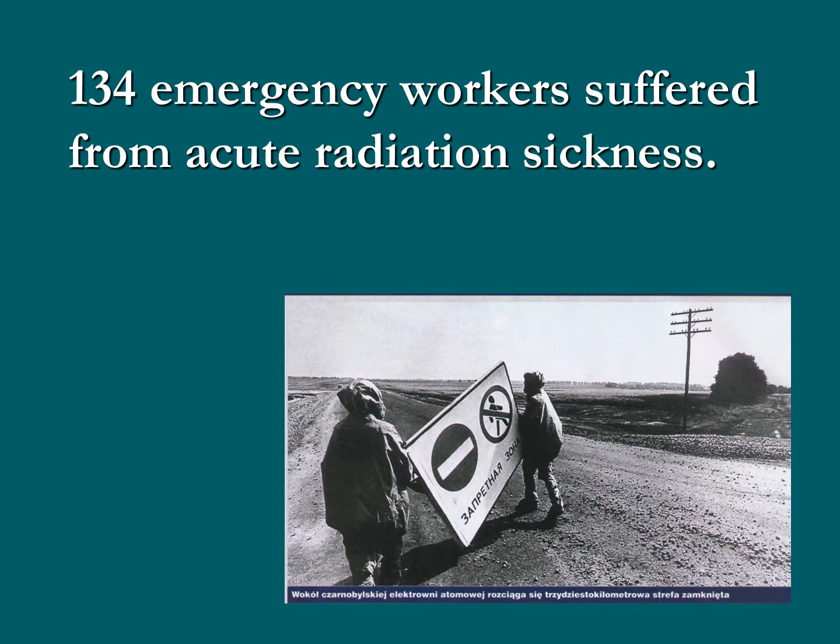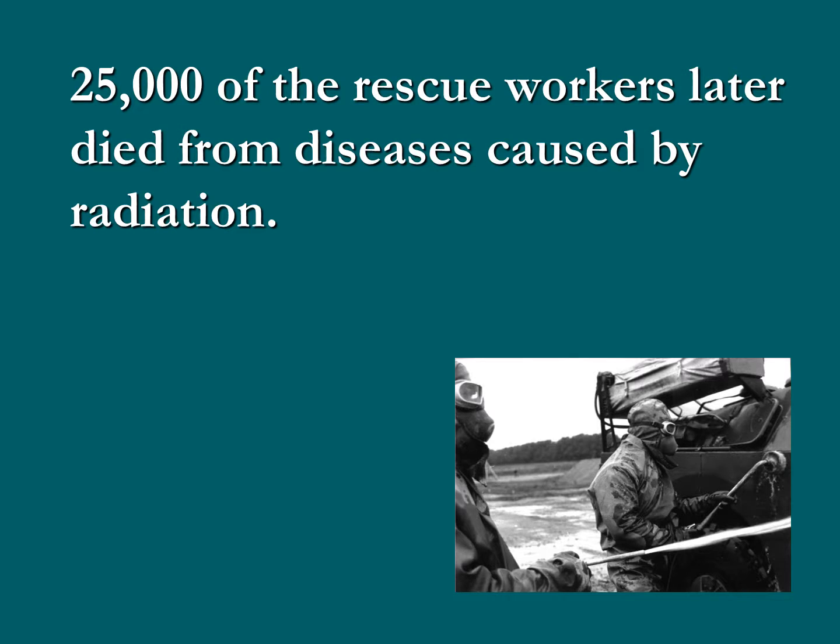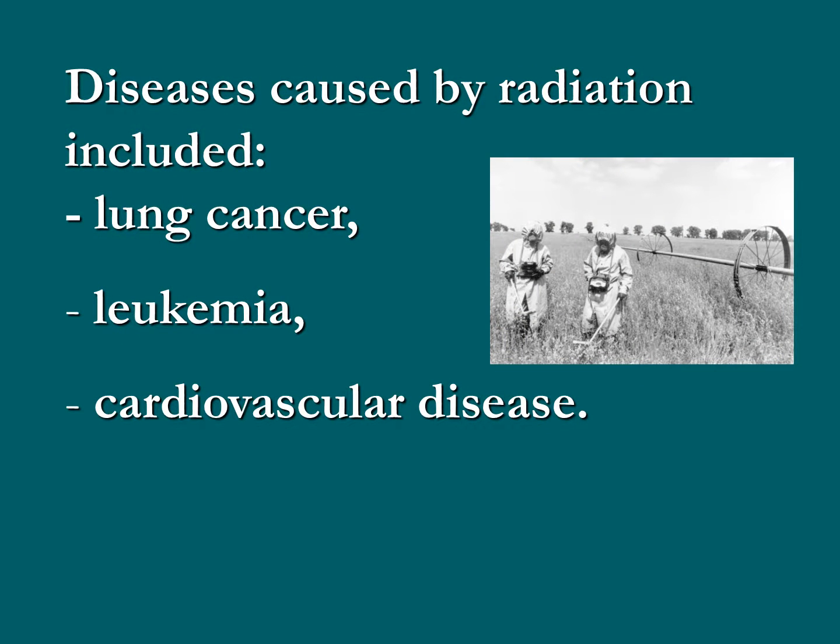134 emergency workers suffered from acute radiation sickness. So acute means a little or a small amount. So 134 people had a couple of complications because of the radioactive sickness. 25,000 of the rescue workers later died from the diseases caused by radiation. So after some time, 25,000 rescue workers died. Some of the diseases caused by radiation include lung cancer, leukemia, and cardiovascular diseases. Cardiovascular diseases means diseases of the heart.